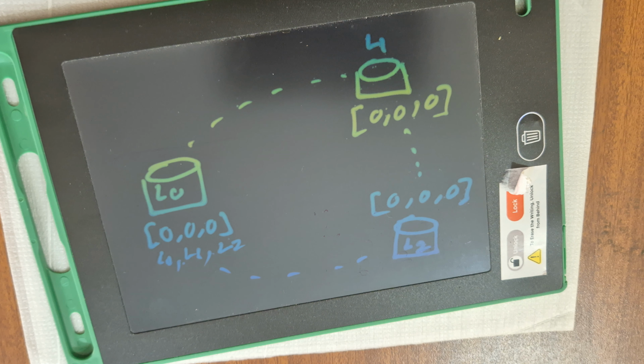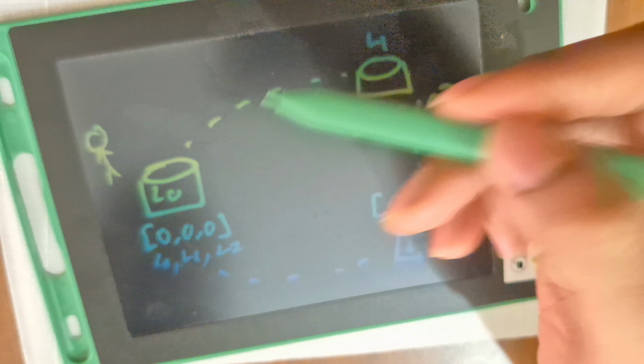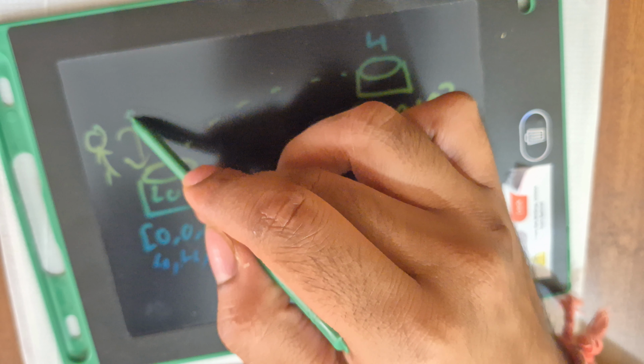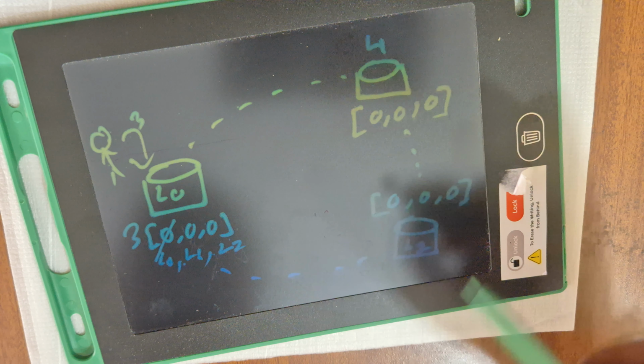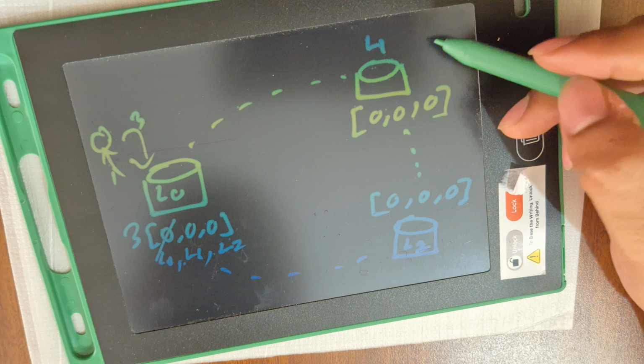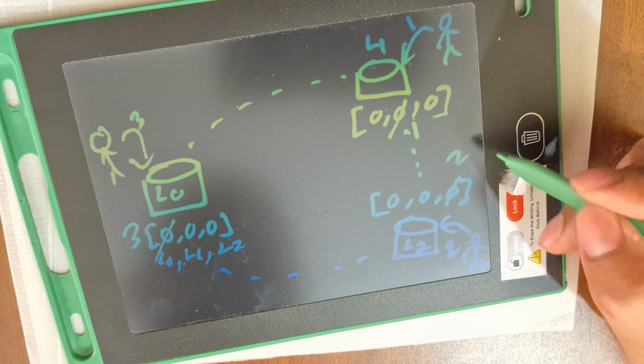So what happened? There is a client who told the number of females who are crushing on me is 3. So this becomes 3 comma 0 comma 0. In L1, a client came and told the number of females crushing on me is 1, so this becomes 1. Similarly, someone told it's 2, so this becomes 2.